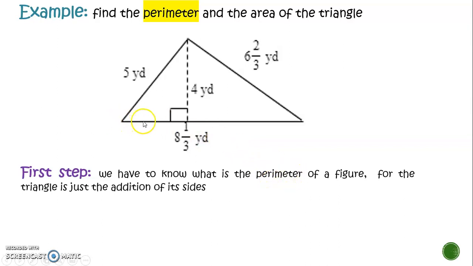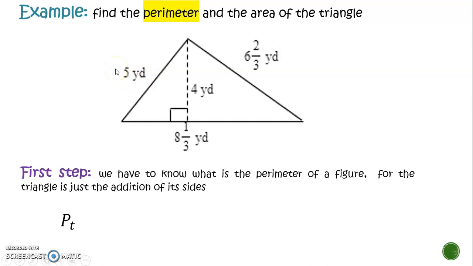Remember that the perimeter is just the border of the figure, and then if we want to find the perimeter, we need to add the length of the border of the figure. And in this case, the perimeter of a triangle is just the addition of the sides. So we got to identify our sides and we got to add them.